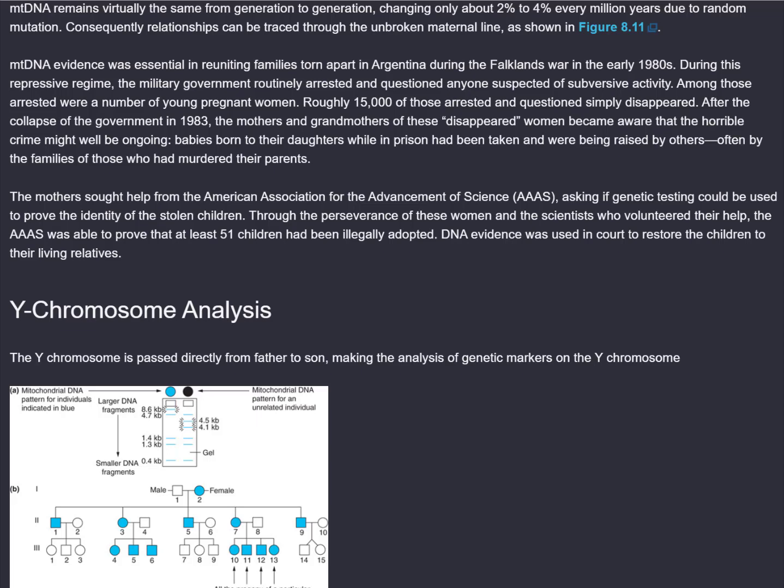mtDNA remains virtually the same from generation to generation, changing only about 2% to 4% every million years due to random mutation. Consequently, relationships can be traced through the unbroken maternal line, as shown in Figure 8.11.